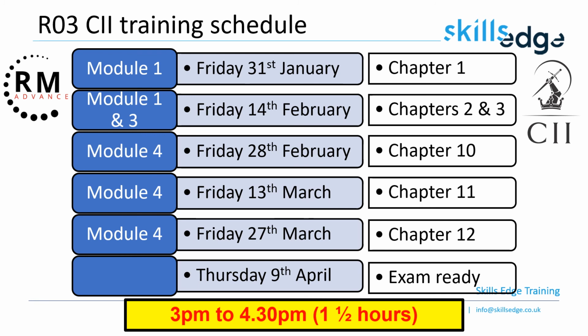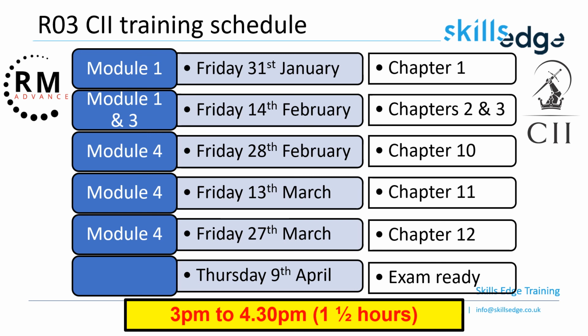Session 3 will cover the part of the Red Mill Advanced Module 4 and the CII study text chapter 10. This is the chapter on indirect investments and has a huge 12 questions in the exam. Session 4 is also within the Red Mill Advanced Module 4 and is the CII study text chapter 11. This has 10 questions in the exam. Session 5 is also within the Red Mill Advanced Module 4 and is chapter 12 of the CII study text. This is the consolidation chapter, and yet again it has 10 questions in the exam.